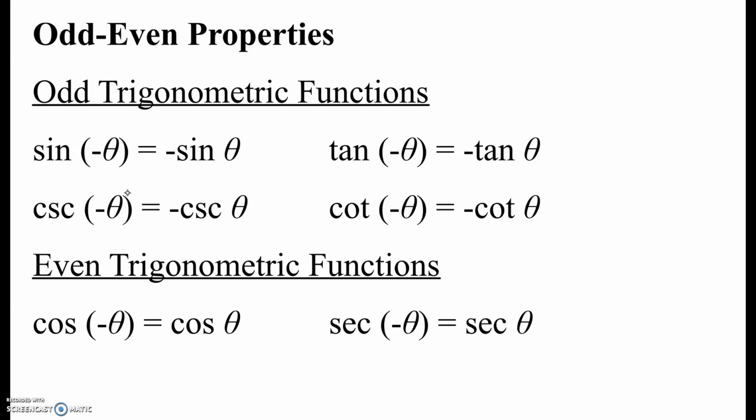Even functions, in this case, cosine would be an even trigonometric function. Cosine of the opposite of theta is the same thing as if I just took cosine of theta and ignored the negative. So even functions are maybe a little bit easier to work with. Secant is also an even function. Secant of the opposite of theta is the same as secant of theta.